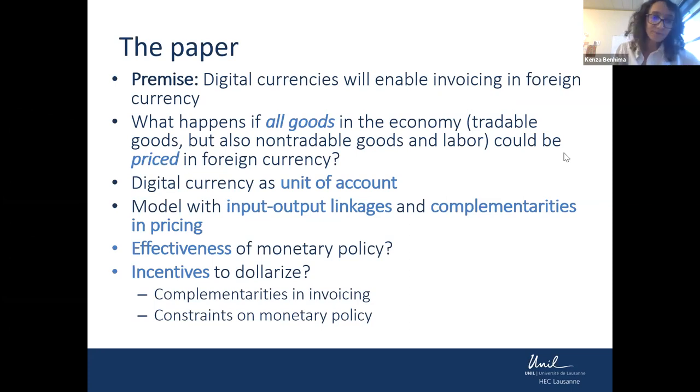And then the model has features of input-output linkages and complementarities in pricing. And in the setup, Daisuke looks at the effectiveness of monetary policy and also at the incentives to dollarize. So what he shows is that there are complementarities in invoicing on the one hand, and on the other hand, this also puts constraints on monetary policy. So if you want to prevent dollarization, we need to follow some types of policy. So this is a constraint.